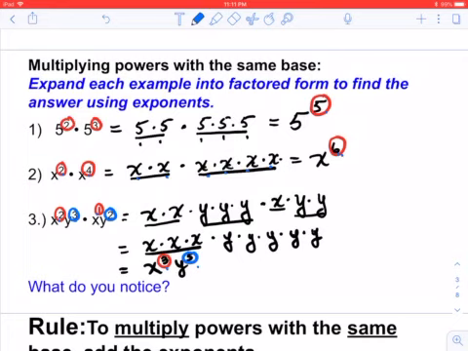Go back to those problems. Make up an example similar to those, and then work out your own example and explain in words what's happening and why the rule saying that you add the exponents works. Show me why it works by using the factored form, and then just explain that in a sentence or two.